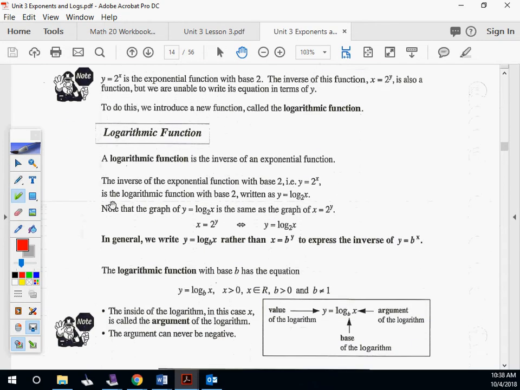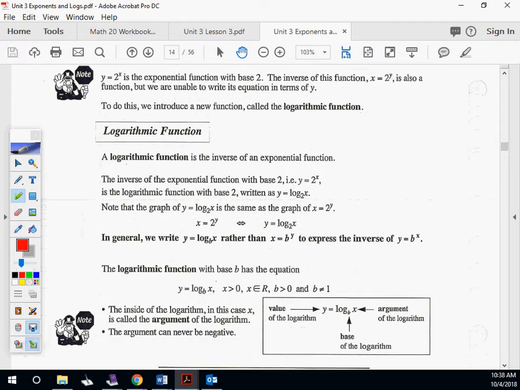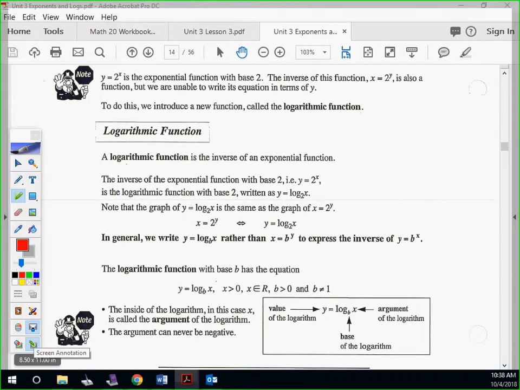So y equals 2 to the x is an exponential function with a base of 2. The inverse of this function is x equals 2 to the y. It is also a function, but we are unable to write the equation in terms of y. To do this, we introduce the new logarithmic function.